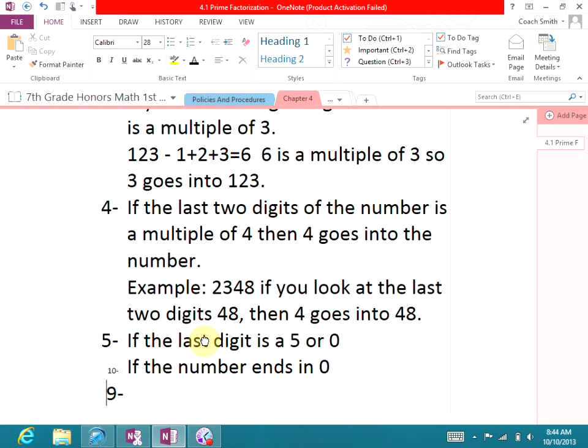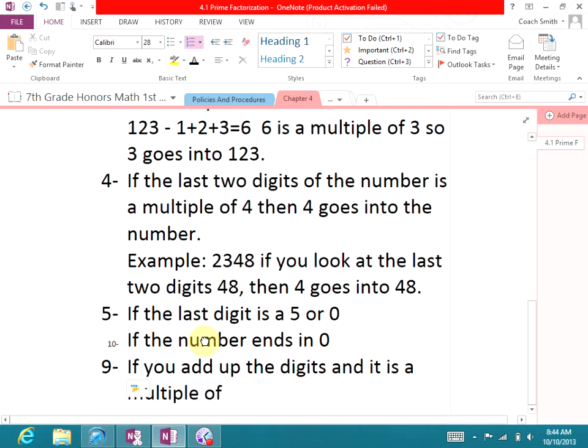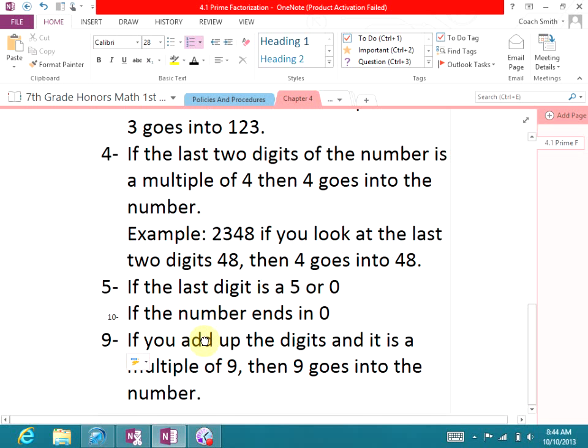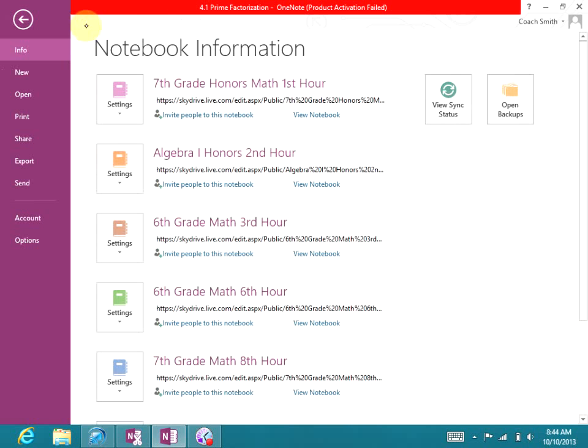And then the last one is 9. The rule for 9: if you add up the digits and the sum is a multiple of 9, then 9 goes into the number. Like I said, we had those last year, but I wanted to remind you of them because they're very helpful.